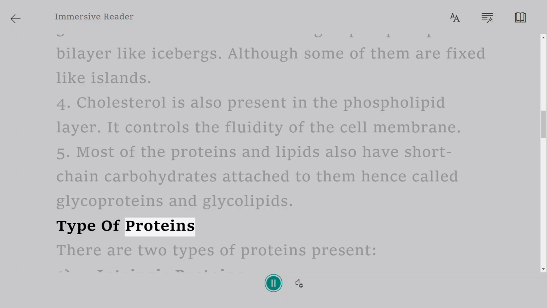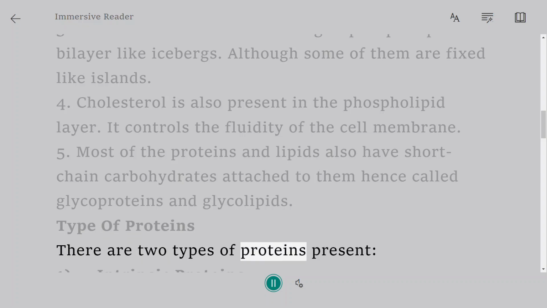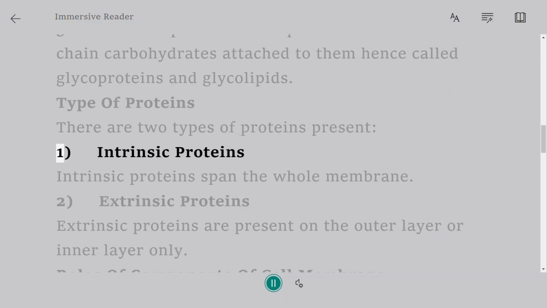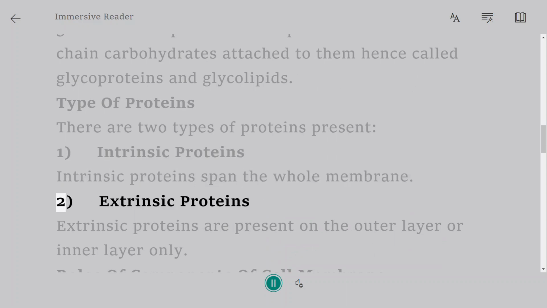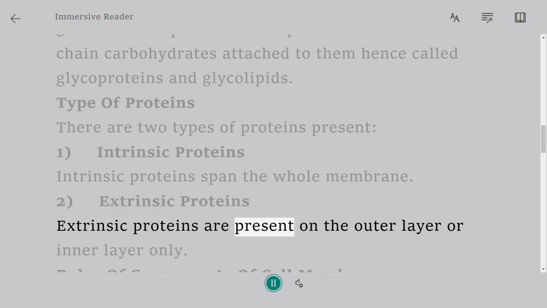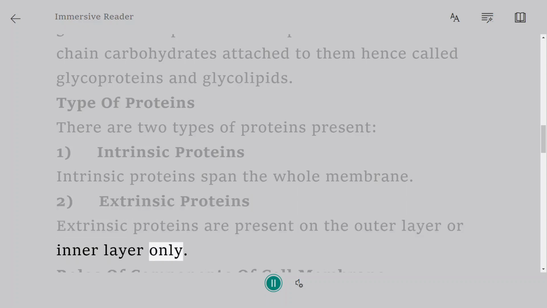Types of proteins. There are two types of proteins present. 1. Intrinsic proteins. Intrinsic proteins span the whole membrane. 2. Extrinsic proteins. Extrinsic proteins are present on the outer layer or inner layer only.